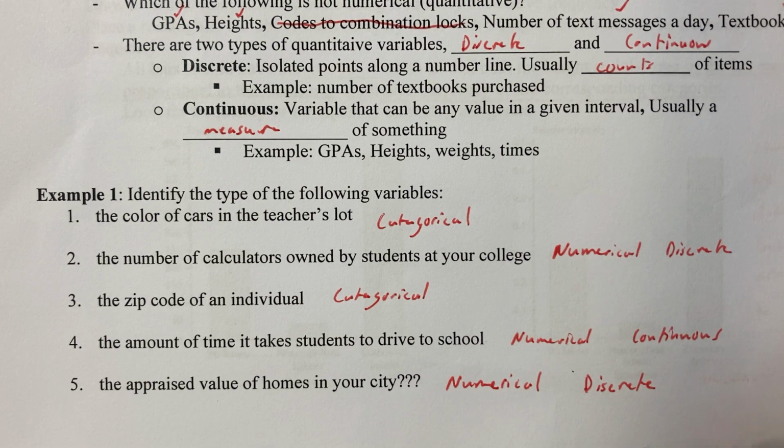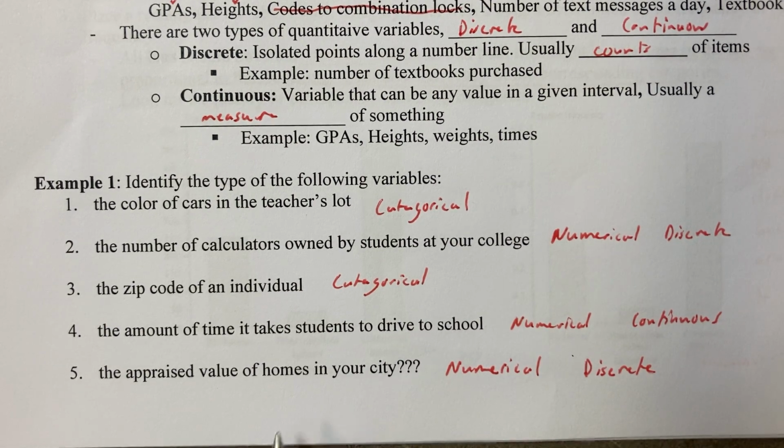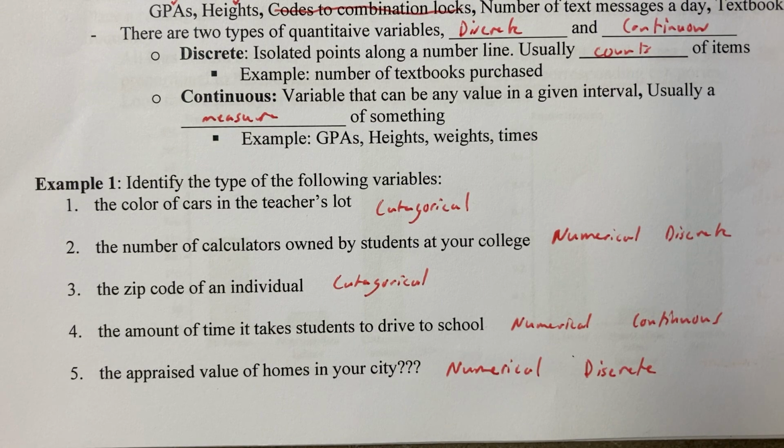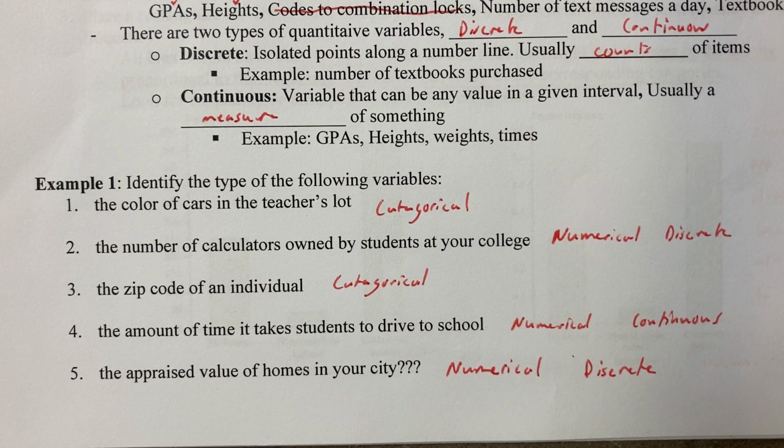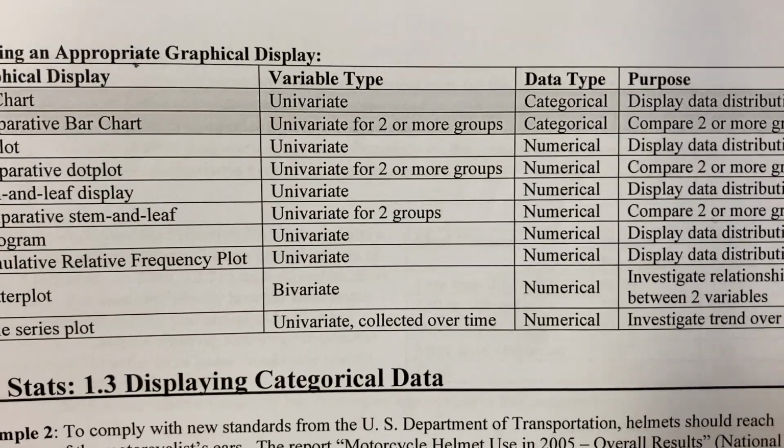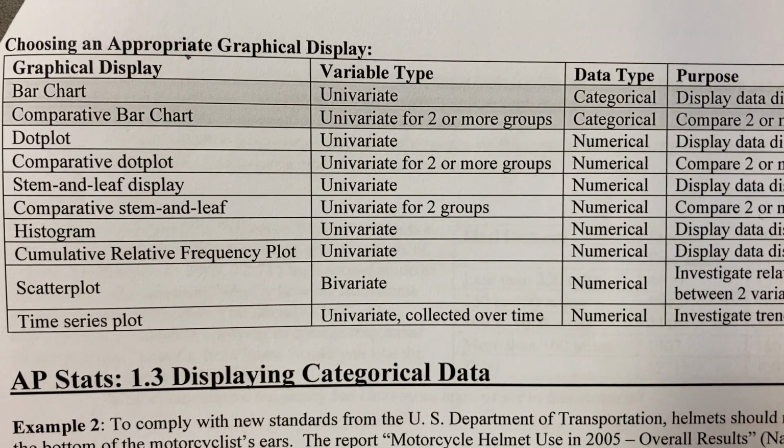And then this one, some people don't like this one. The appraised value of homes in your city. So perhaps, 200,050 cents. It's technically numerical because you can count the number of pennies that a house is worth. And you can't have a fraction of a penny. Okay, so technically you can count the number of pennies that a house is worth. That's how our dollars and stuff works.